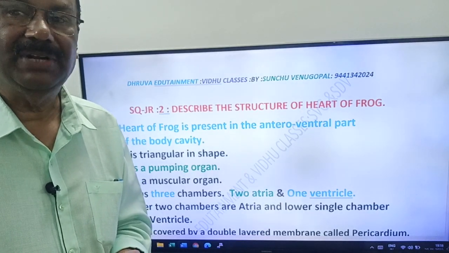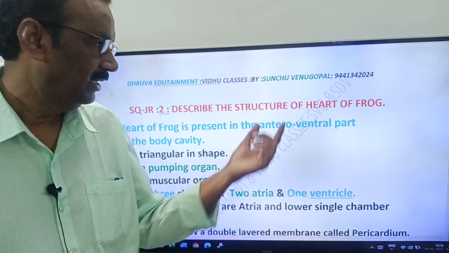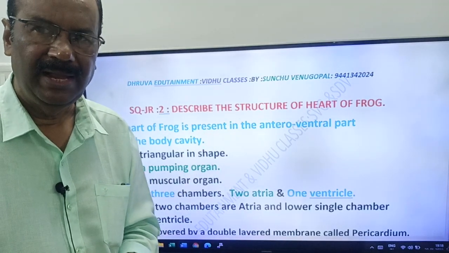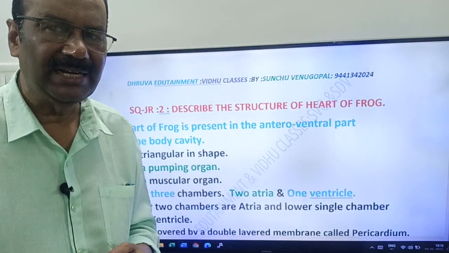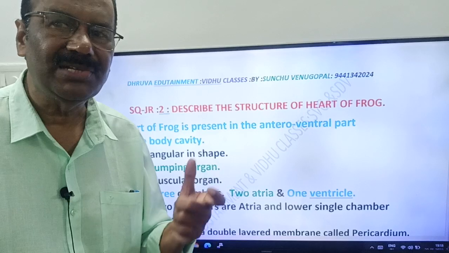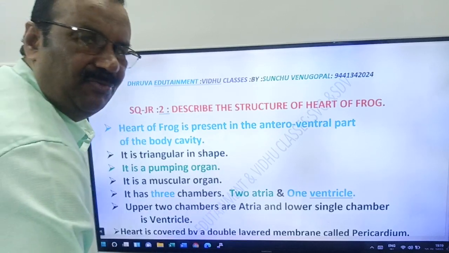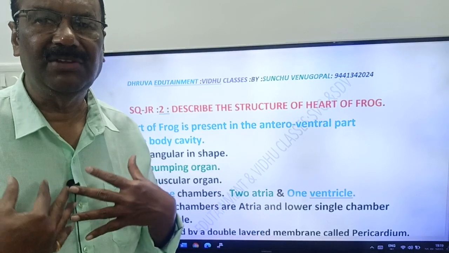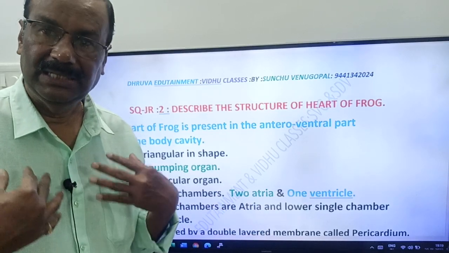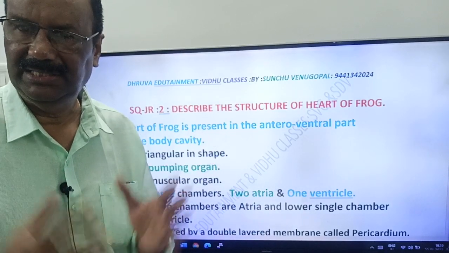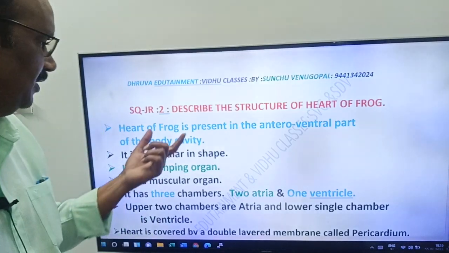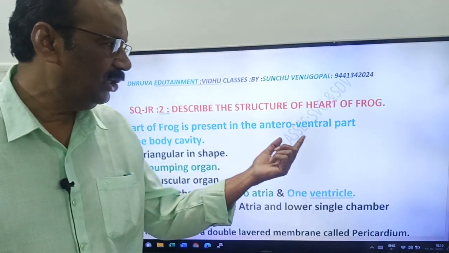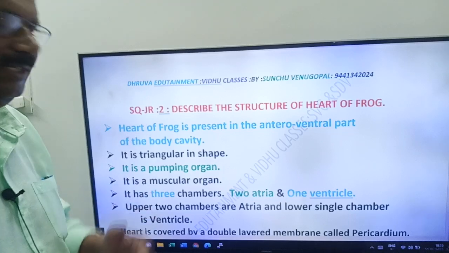Anterior side and ventral side, you have to remember it, friends. You have to separate these two words: the anterior side and the ventral side. This is the dorsal side. The heart of all vertebrates is present on the ventral side in the anterior body cavity. Once again, it is present on the anterior ventral part of the body cavity.